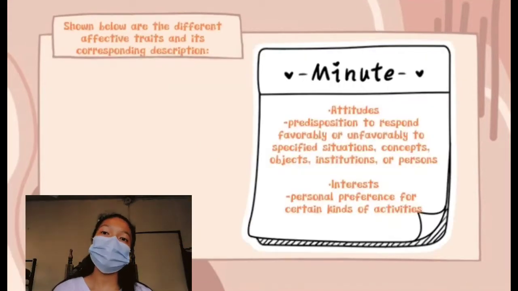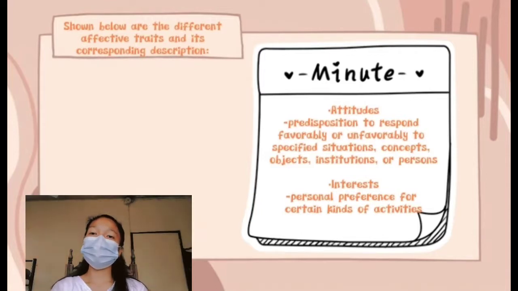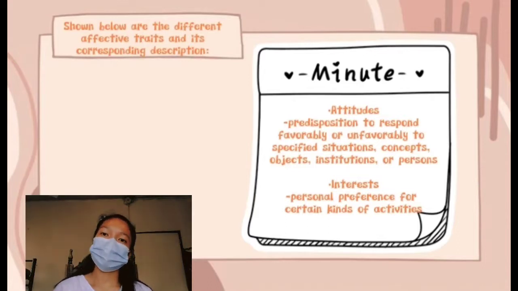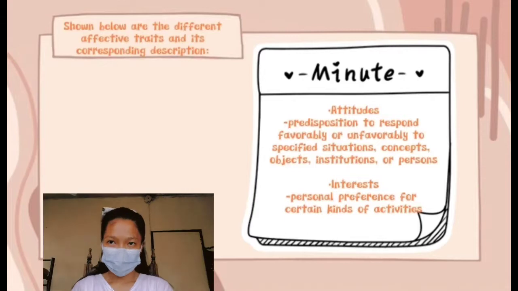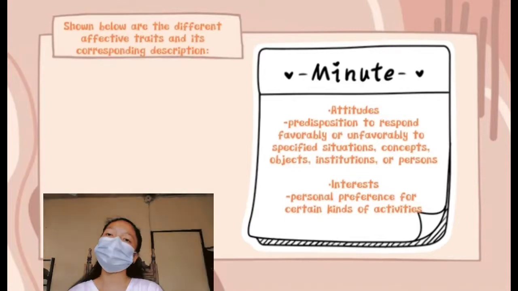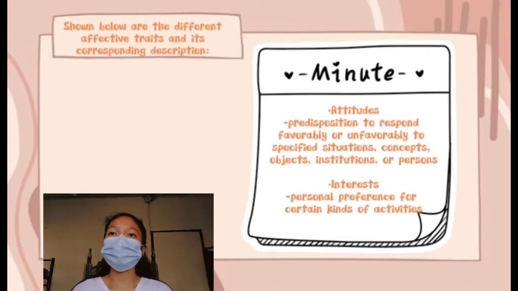Shown here are the different affective traits and their corresponding descriptions. Attitude: predisposition to respond favorably or unfavorably to specified situations, concepts, objects, institutions, or persons. For example, aggressive, ambitious, attentive. Next is interests: personal preference for certain kinds of activities. For example, you like playing sports, reading books, or even shopping.